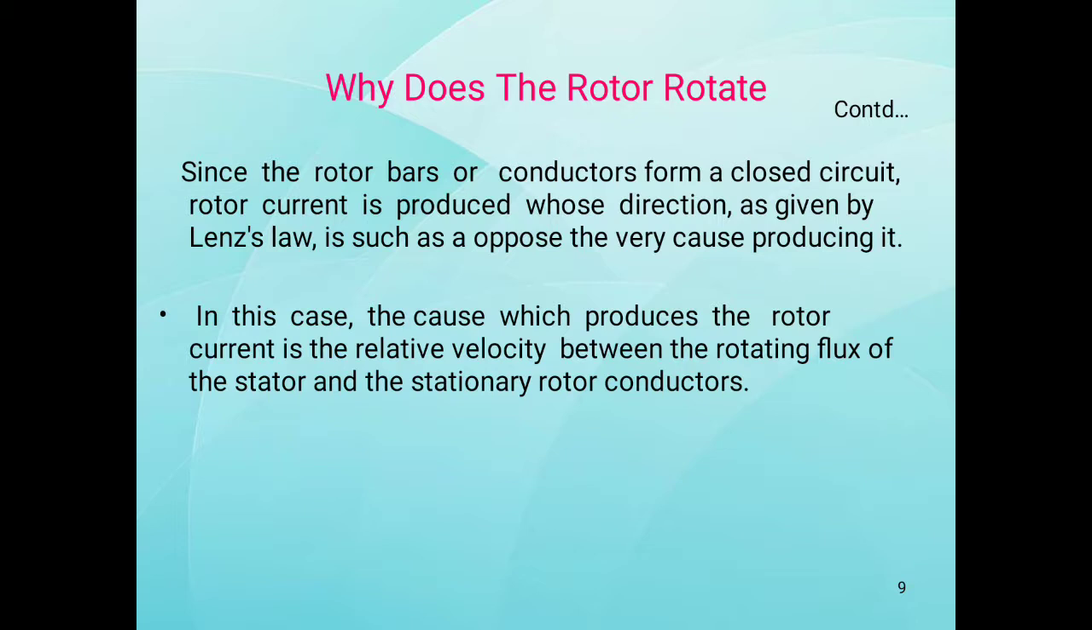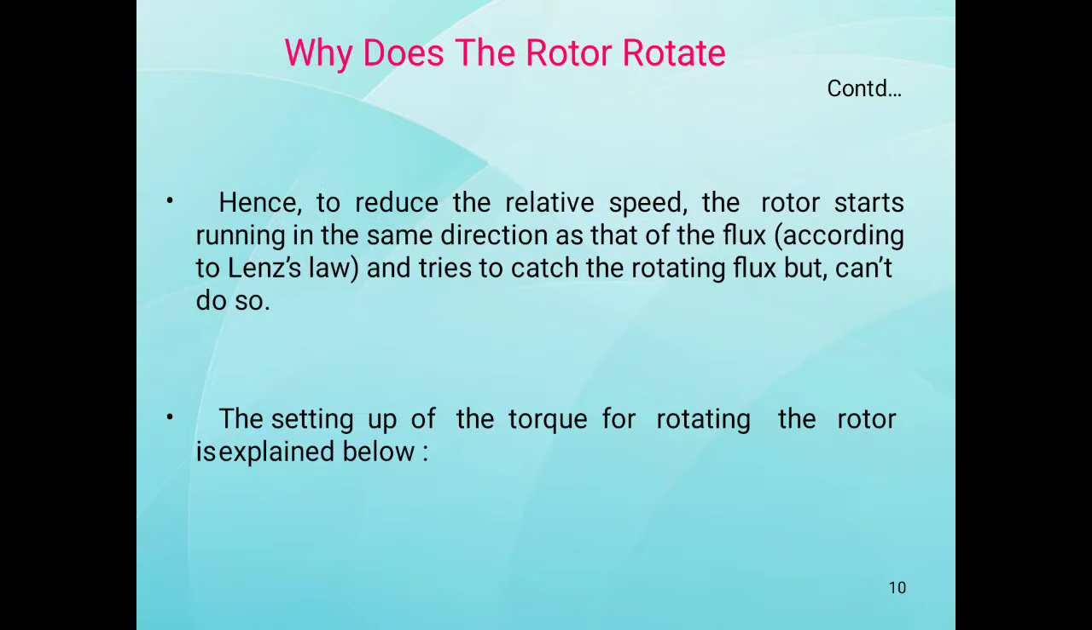Now, since the rotor bars are conductors forming a closed circuit, rotor current is produced whose direction, as given by Lenz's law, is such as to oppose the very cause producing it. In this case, the cause which produces the rotor current is the relative velocity between the rotating flux of the stator and the stationary rotor conductors. Hence, to reduce the relative speed, the rotor starts running in the same direction as that of the flux and tries to catch the rotating flux, but can't do so.